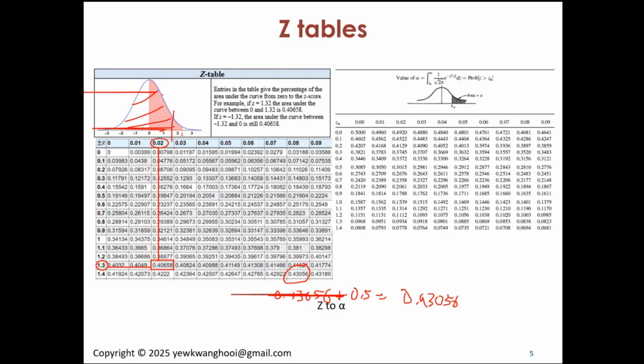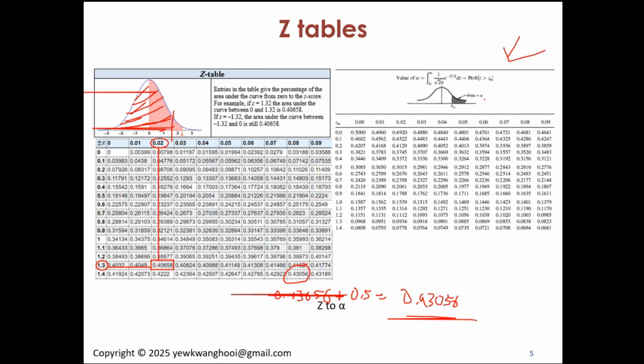Yeah, not just the right side of the mean, but also the negative side of the mean. We know this negative side of the mean is 0.5, right? So that will give us the correct one. Okay, 0.93056.